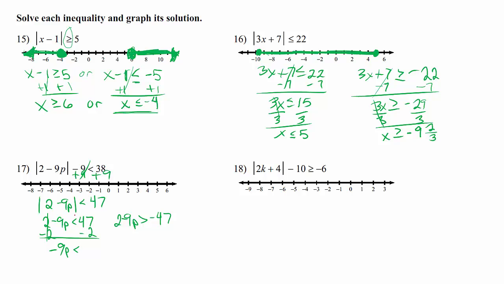So subtract 2 and get 45. Divide by negative 9. We get p is, oh, we just flipped. Or we need to. I didn't yet, but we need to flip because we divided by a negative. Those rules still apply. So greater than negative 5. 45 divided by 9 is 5.